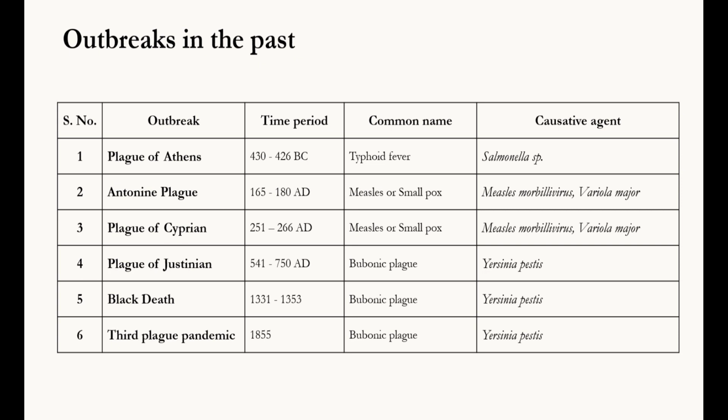Then we have the Plague of Cyprian, named after the first known victim, the Christian bishop of Carthage, which happened during the year 251 to 266 AD. This was also caused by measles or smallpox. Number 4, the Plague of Justinian, which happened during the year 540 to 750 AD, which was called the bubonic plague caused by Yersinia pestis. Number 5 and 6, the Black Death and the Third Plague pandemic, which happened during the year 1331 to 1353 and 1885, was also caused by Yersinia pestis, called the bubonic plague.